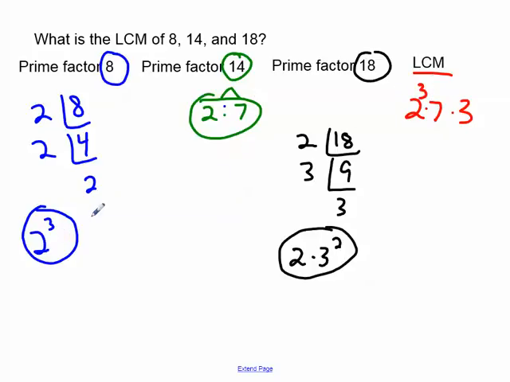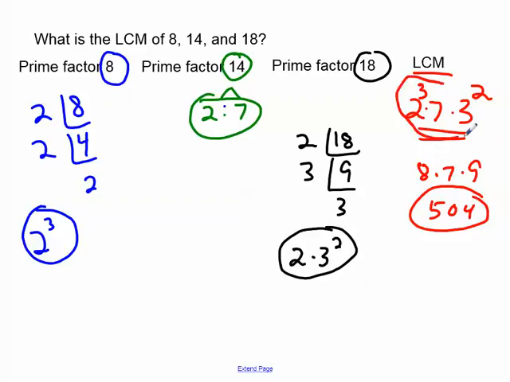There's a 7 here, and that's the only 7 that's listed. It's got to be to the first power. There's a 3 here. 3 is squared here. 3 has to be squared because 18 needs 2 of them. So there's our lowest common multiple of 8 and 14 and 18: 2 cubed times 7 times 3 squared. 8 times 7 times 9. I won't try to do it in my head. 8 times 7 times 9, too big for me. 504 is our lowest common multiple. If you got either that circled in red or that circled in red, I'd take either one of them.